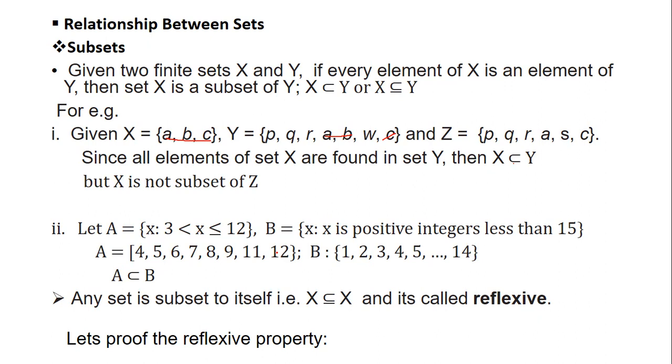Then we have B, which is also the positive integers less than 15. So the positive integers less than 15 will also become 1 up to 14. Here you could see that all the members of A are inside that of B. Therefore, we say that A is a proper subset of B. Why proper? Because not every member of B is also found in A. For example, 1 and 2 are in B, but they are not inside A. But all the members of A are found inside B. Therefore, we have the proper subset.